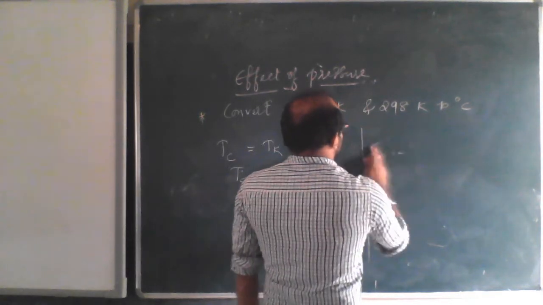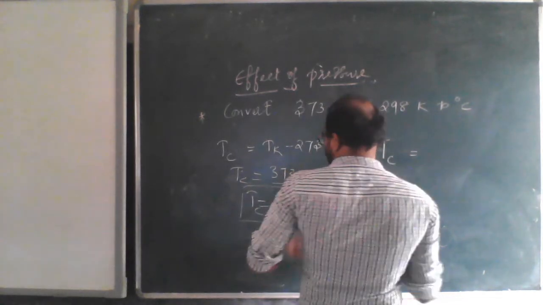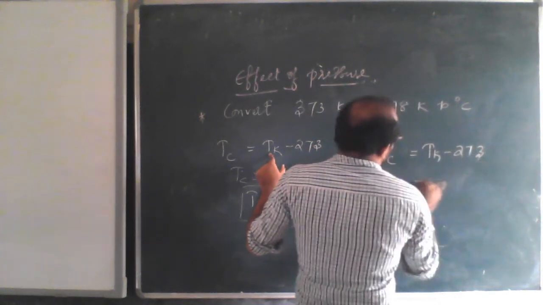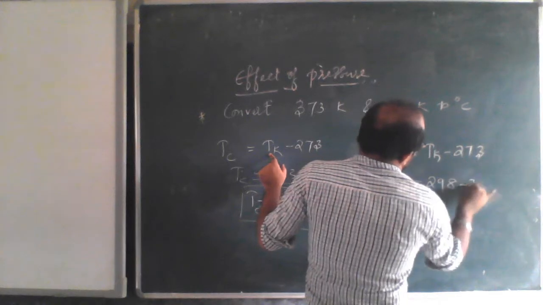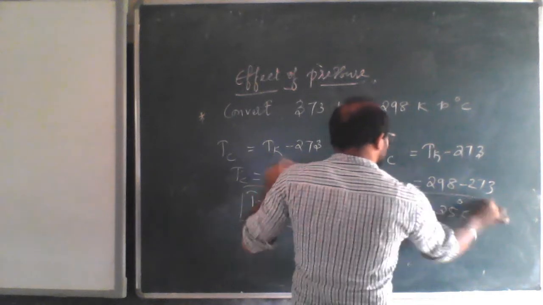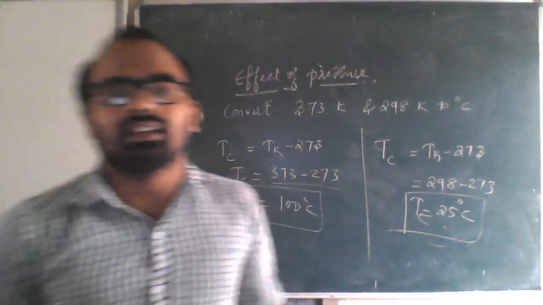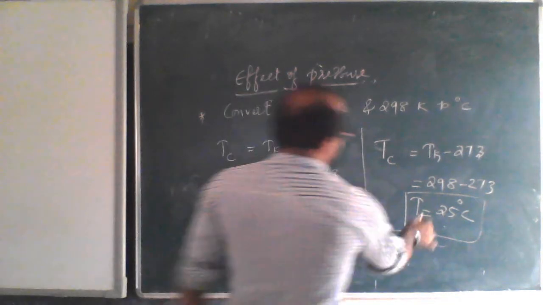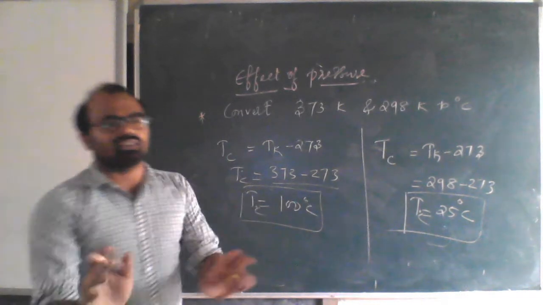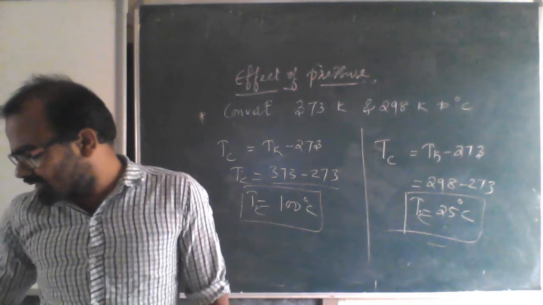Now converting 298 K to degree Celsius. So I want temperature in degree Celsius, I will write Tc. So what is my formula? Tk minus 273. My Tk is given as 298 minus 273. That I will write as 25 degrees Celsius. Temperature in degree Celsius is 25 degree Celsius. Even I can write it as T, temperature in degree Celsius, or you can write it for your convenience. Tc is enough. So these problems are given in your textbook.